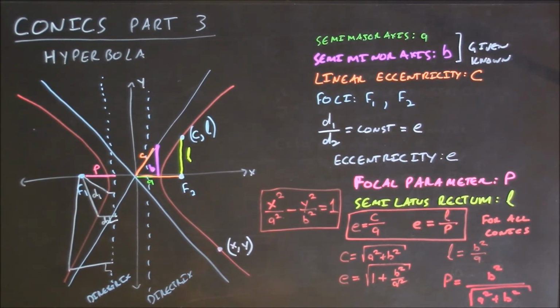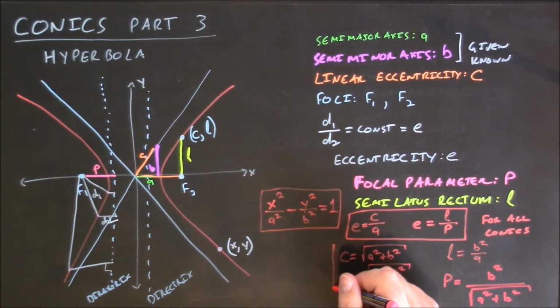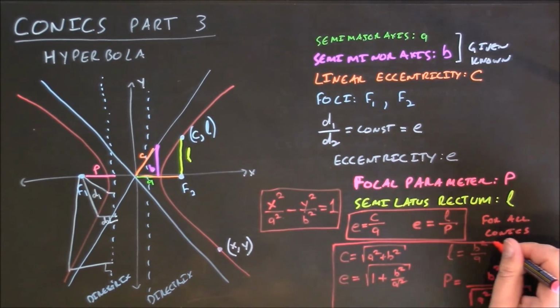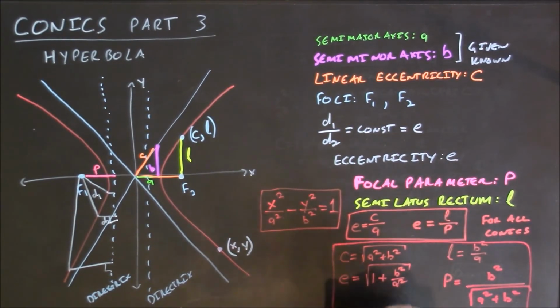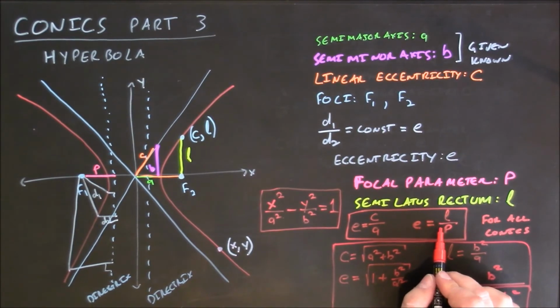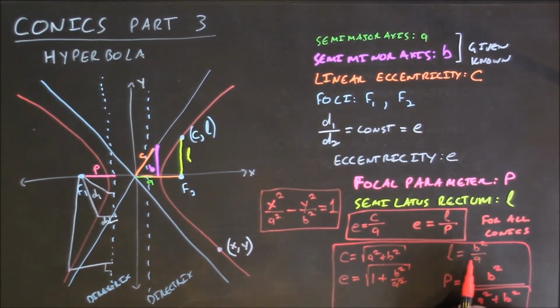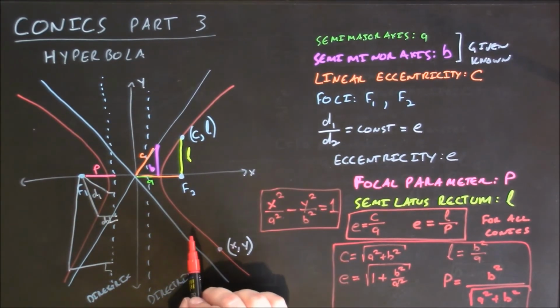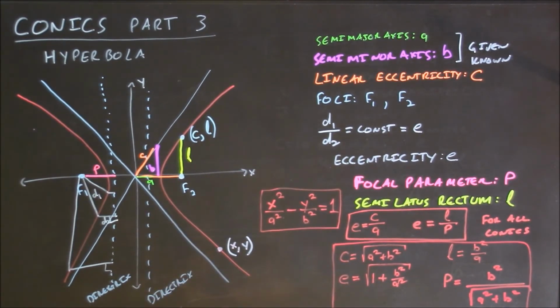And here we have the fundamental equations for a hyperbola. We have the two equations that are common for all conics, and then we have 5 equations that precisely define the shape of this hyperbola.